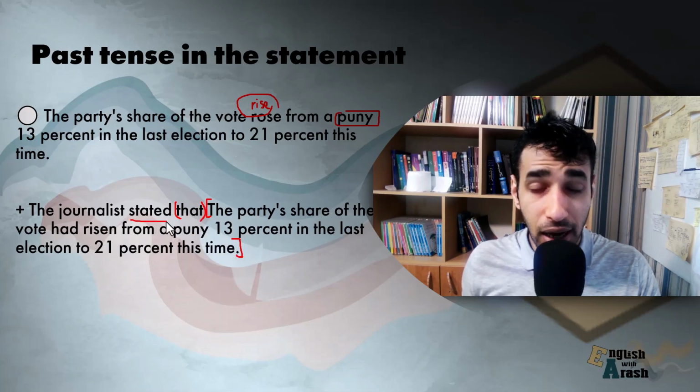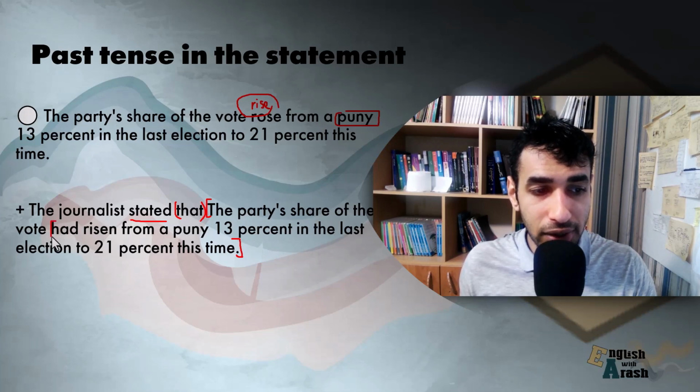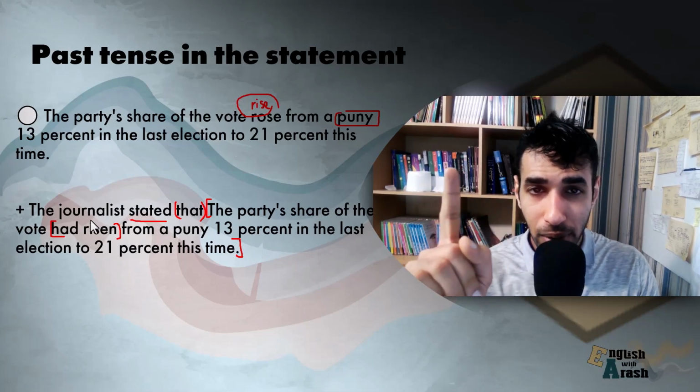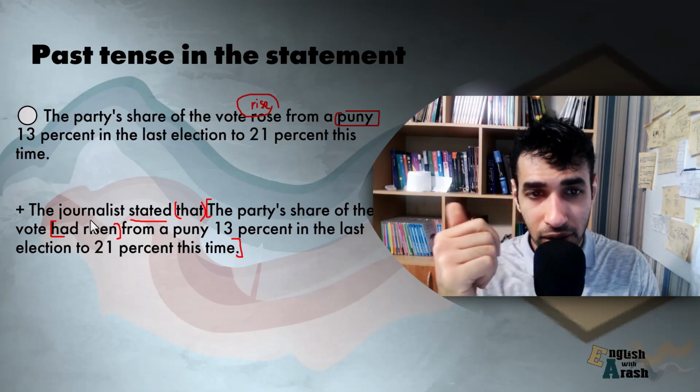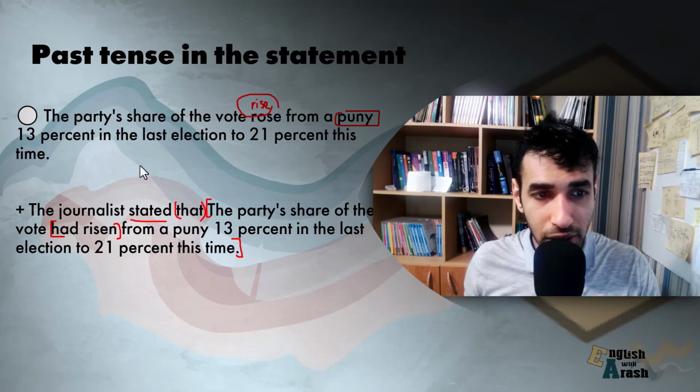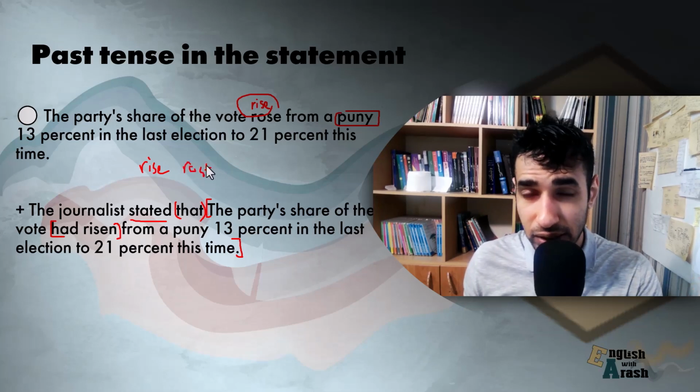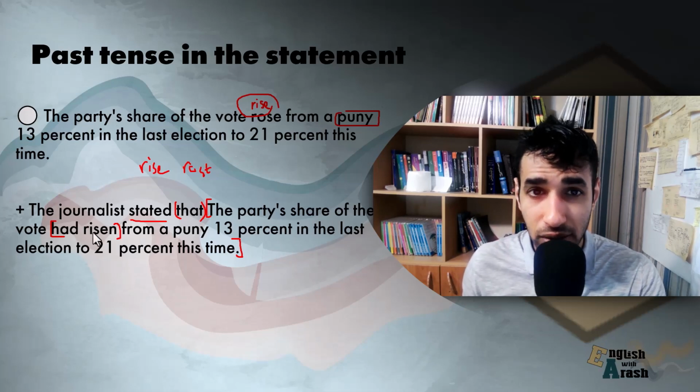And state is our reporting verb. The journalist stated that the party's share of the vote had risen. Now, rose is a past tense verb, a verb in the past tense form, and had risen is one step in the past than rose. So we say rise, present; rose, past; has risen or have risen, present perfect; and had risen, past perfect. So we should use past perfect here.